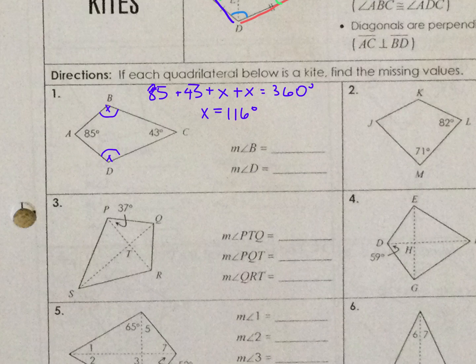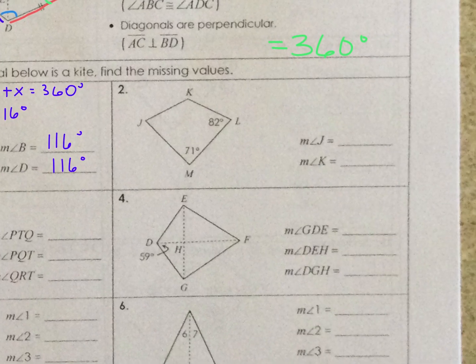If you need that solved out, just ask me in class. That means that B is 116 degrees and D is 116 degrees. Let's do number 2.